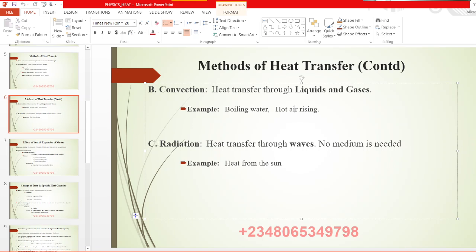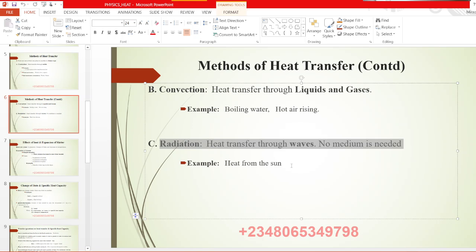The third way of transferring heat is called radiation. Yes, this is very popular. Heat transfer through sun rays. Now, it doesn't require a medium. Stay under the sun for some time. When it is hot, you find out that your body starts becoming hot, or you place something under the sun for some time, you realize that it suddenly starts becoming hot.